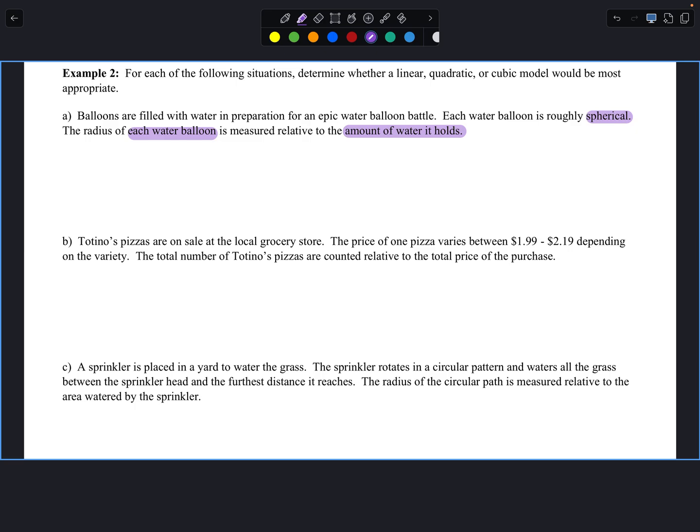So what do we know about anything with volume according to our notes? What's the model that would be most appropriate to use? Cubic, okay? So from our notes, volume would be a cubic model. That's all it's asking you to do. We don't have any data to actually calculate the equation. It's just getting you to understand which model you would use.